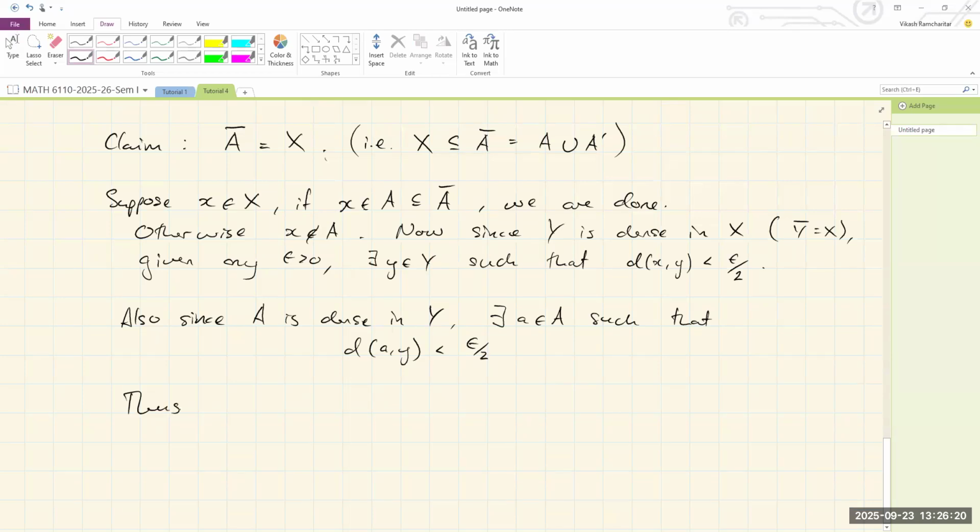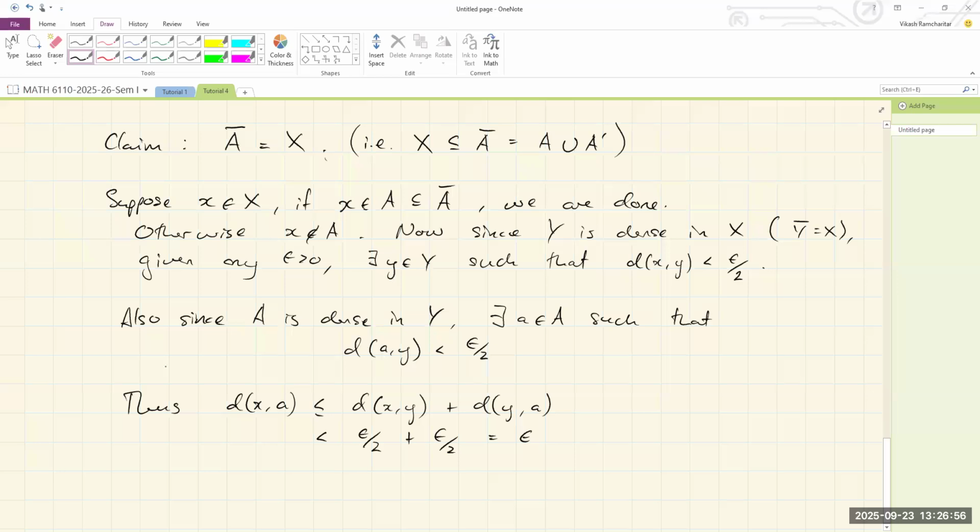Okay, so what if I work out what is the distance between x and a now? The distance between x and a, using the triangle inequality, is less than or equal to the distance of x to y plus the distance of y to a. The distance of x to y I know is epsilon over 2, and the distance of a to y, which is the same as the distance of y to a since the metric is symmetric, is epsilon over 2, which gives epsilon.